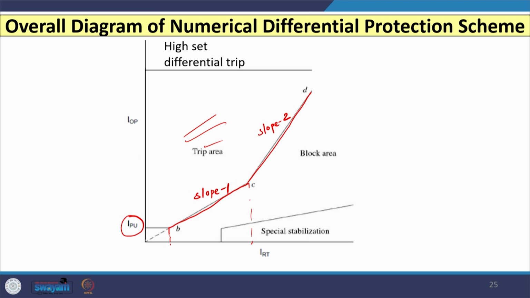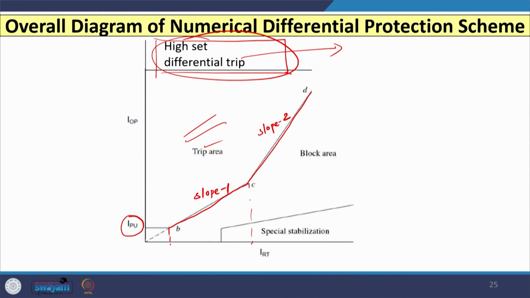Now, along with this, nowadays most of the IEDs or digital relays also provide 2 additional settings. The first setting is known as high set differential trip. If the operating point falls in the upper side of the tripping area, it indicates that the operating current is very high compared to the restraining current. So, the magnitude of fault current is very high, let us say 10-15 times. In that case all the restraining will be bypassed and an immediate tripping command is given by the relay and the circuit breaker can be tripped.